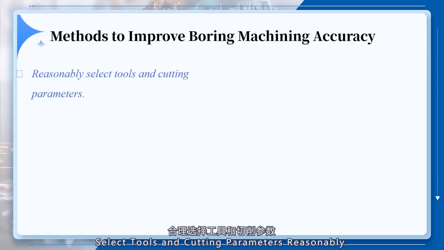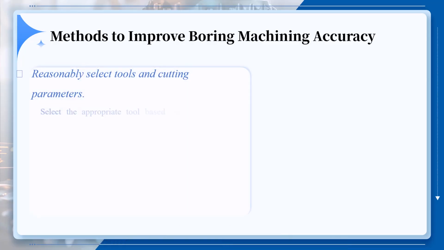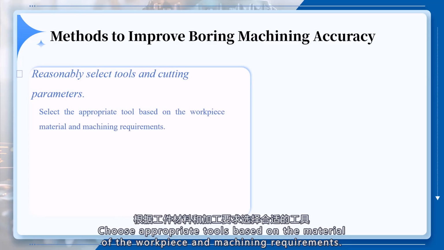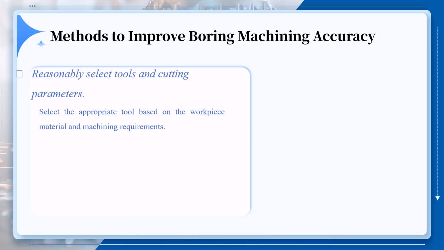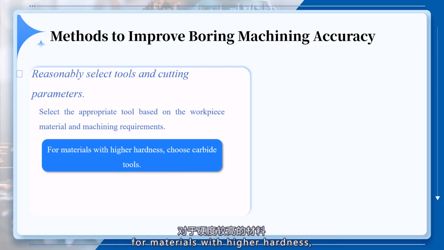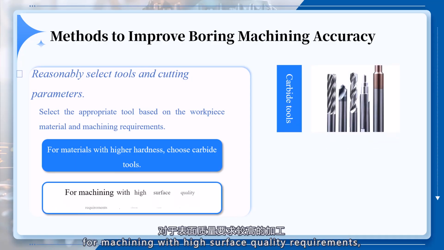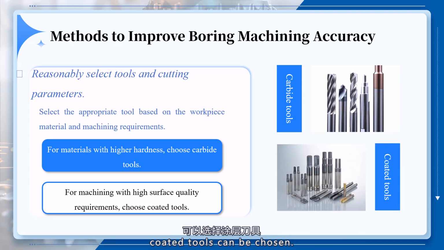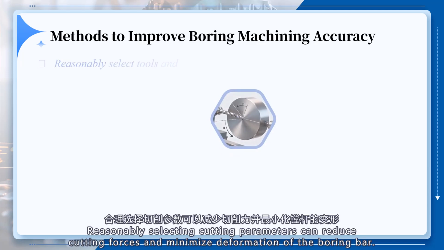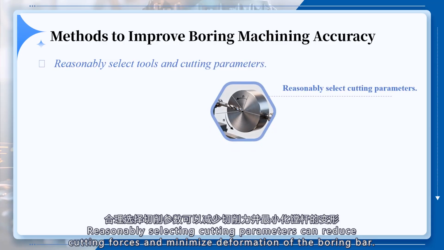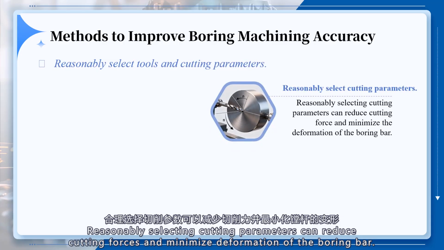Select tools and cutting parameters reasonably. Choose appropriate tools based on the material of the workpiece and machining requirements. For example, for materials with higher hardness, carbide tools can be selected. For machining with high surface quality requirements, coated tools can be chosen. Reasonably selecting cutting parameters can reduce cutting forces and minimize deformation of the boring bar.